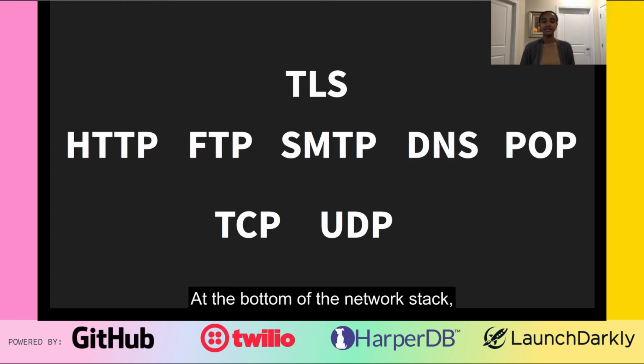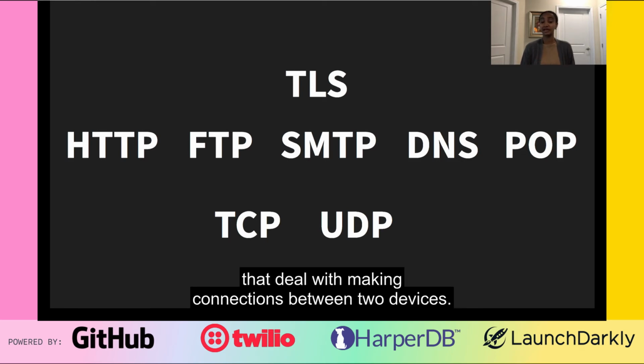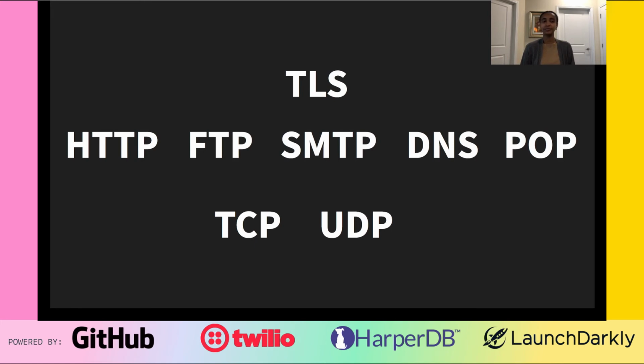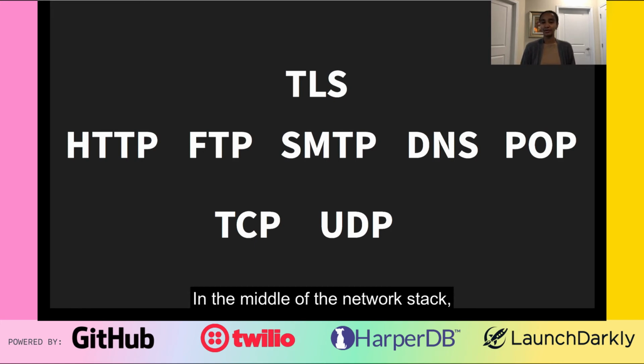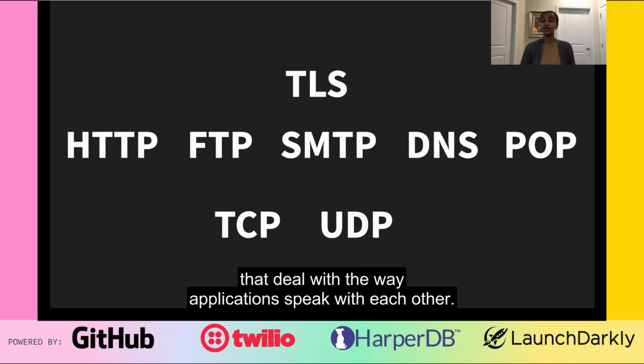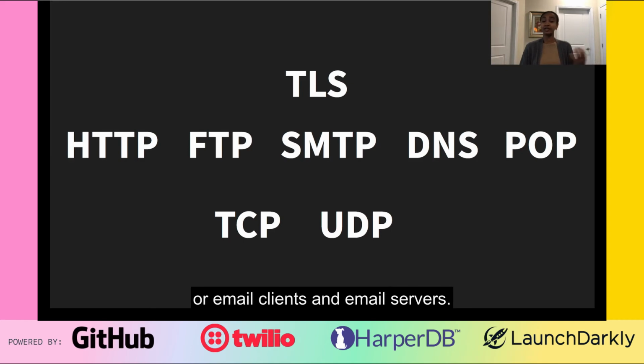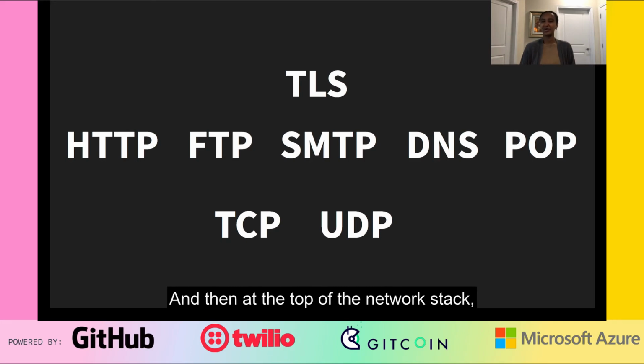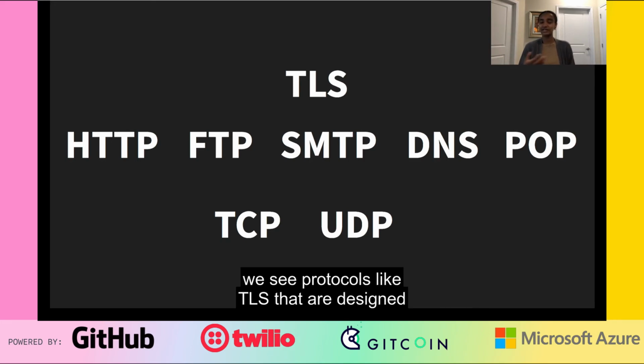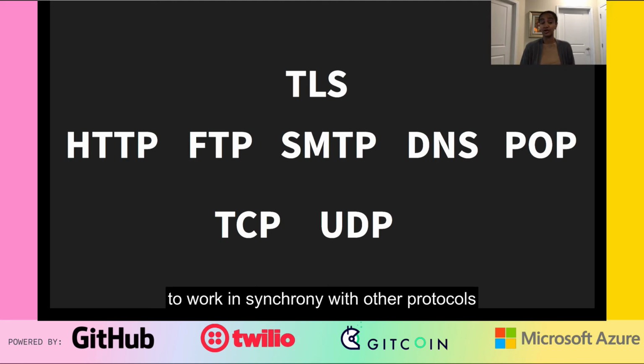At the bottom of the network stack, we see protocols like TCP and UDP that deal with making connections between two devices. In the middle of the network stack, we see protocols like HTTP and FTP that deal with the way applications speak with each other. Applications in this case are web browsers and web servers, or email clients and email servers. And then at the top of the network stack, we see protocols like TLS that are designed to work in synchrony with other protocols to introduce features like security.